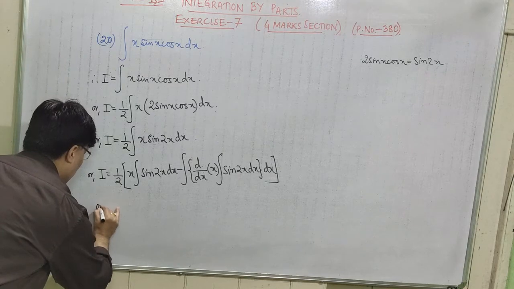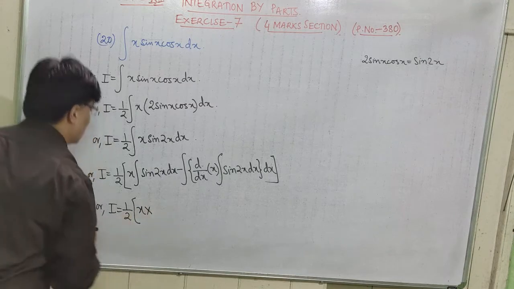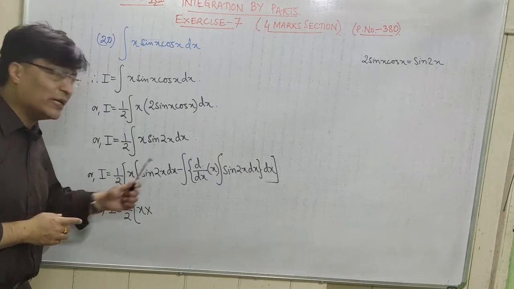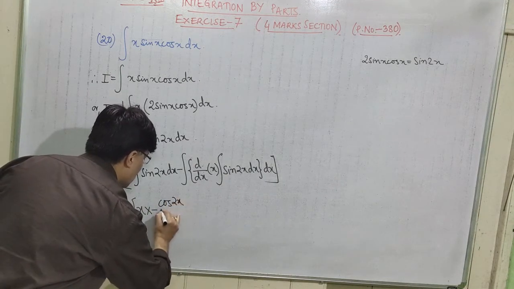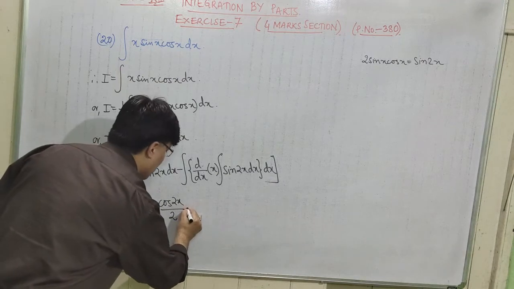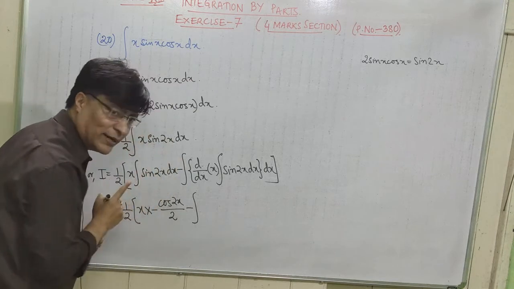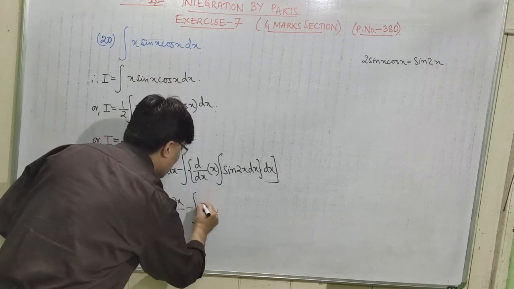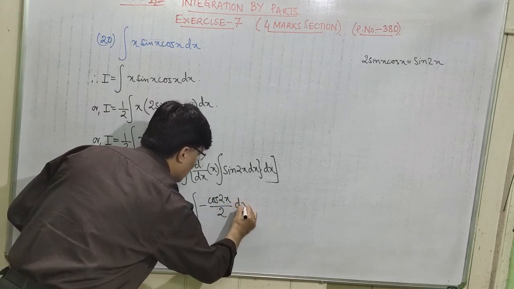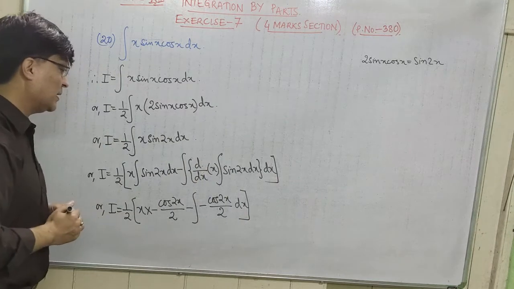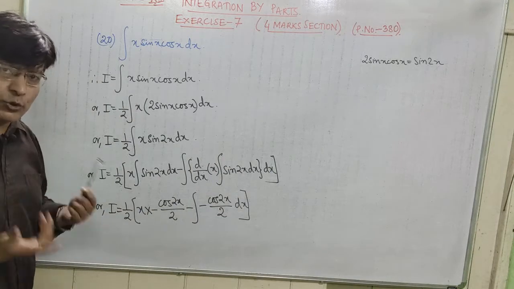Okay, so I is equal to half within third bracket x into, what is integration of sin 2x dx? It is minus cos 2x divided by 2, minus integration of d by dx of x, which is 1 always, you don't have to write it. What is integration of sin 2x? Minus cos 2x divided by 2, then dx, third bracket is closed. Is that clear? So now let us multiply by half here. Let us open the bracket.